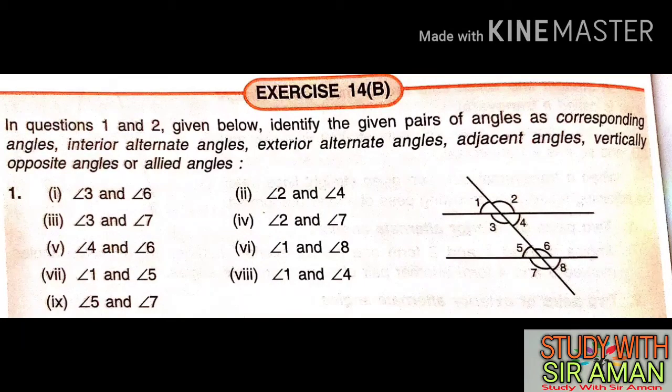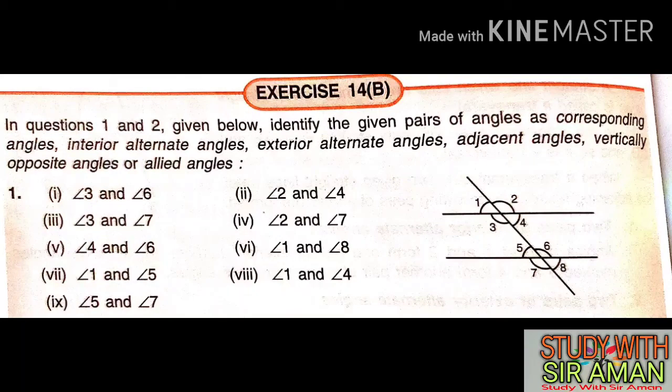Are you getting the point? 3 inside the line, 6 inside the line. So interior, they are not on same side, they are on alternate. So angle 3 and angle 6, which angle it is? Identify from above. Interior alternate angles. Clear? Angle 2 and angle 4, this we have not discussed there. Angle 2 and angle 4 already we have discussed. They are adjacent angles. Okay, which angles? Adjacent angles.